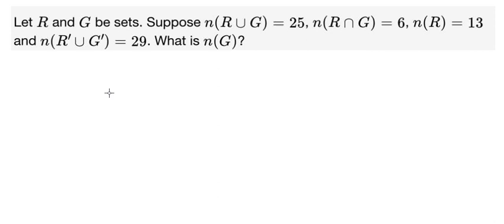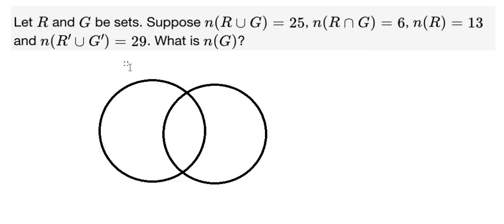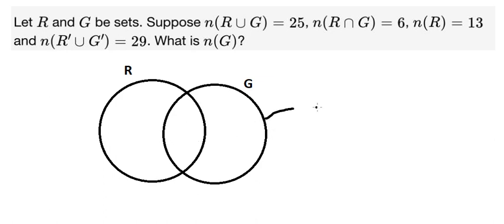The first thing we can do is draw the Venn diagram in here. This one is about R, and this one is about G. The first thing we need to know is that R and G, all of them, we have 25. That means everything in here equals 25. R intersect G equals 6. So this one in here, we know that is number 6. The number inside of set R is 13.